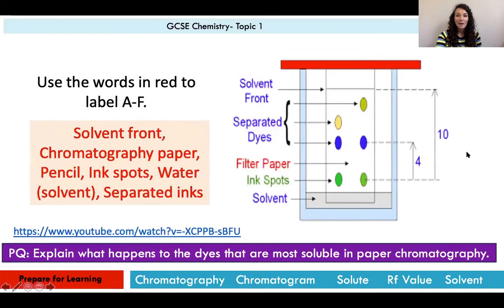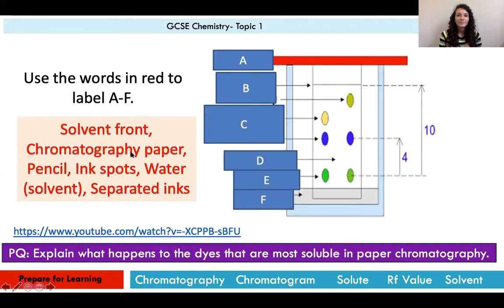So back to our slideshow. Remember, I said that you could draw out that chromatography equipment if you wanted to. So down here is the solvent. This is the glass beaker. You've got the chromatography paper here, the pencil line here, and you've got the different inks here. But you don't have to draw it out. If you've just written A to F, then here we are.